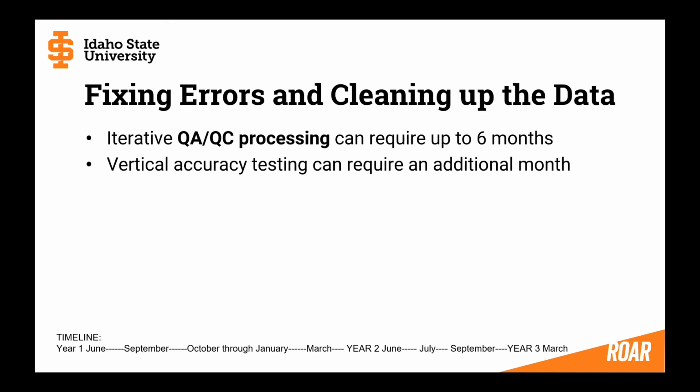One of the final QA/QC checks is what's called a vertical accuracy test, and that can require an additional month. Now, sometimes you'll have the opportunity: hey, we finished all the basic QA/QC processing. We haven't done the vertical, that's the last test. Do you want the data now? My recommendation to you is you've been patient already. Keep being patient and ask for that data once it has gone through the vertical accuracy testing.